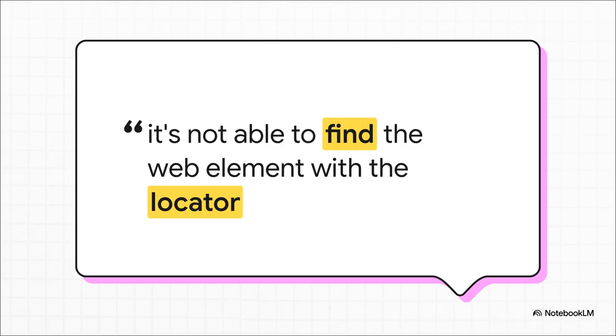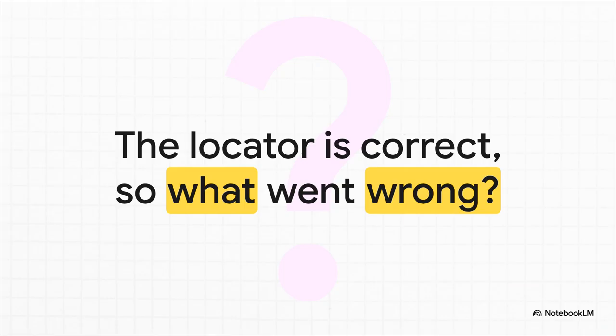So, okay, time to check the error logs. And here's what Selenium spits out. It says it couldn't find the web element. But wait a minute. We just saw it on the page. We know the ID is draggable. We checked it. How can it possibly not be there? And that right there is the big mystery.